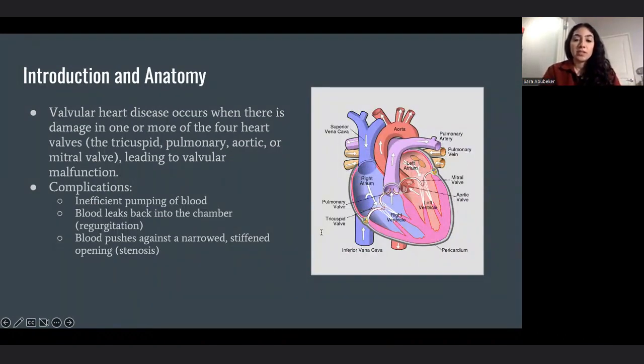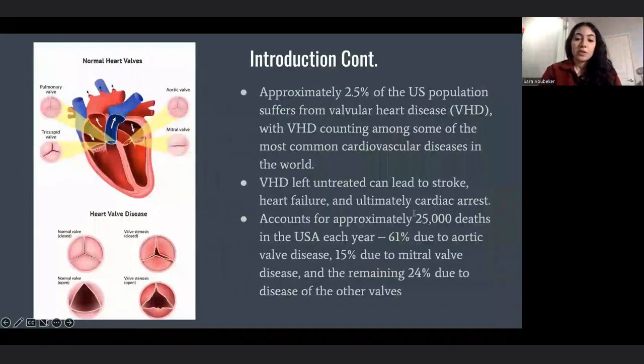In other words, the disease causes improper closing and opening of the heart valves, resulting in inefficient pumping of blood, with blood leaking back into the chamber, called regurgitation, or pushing against a narrowed, stiffened opening, called stenosis. So the figure on the left displays how a heart valve would look with stenosis versus without it. And we can tell that when the valve is closed, leakage can occur, and when it is open, it's pretty narrowed.